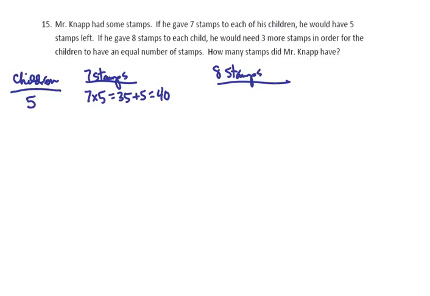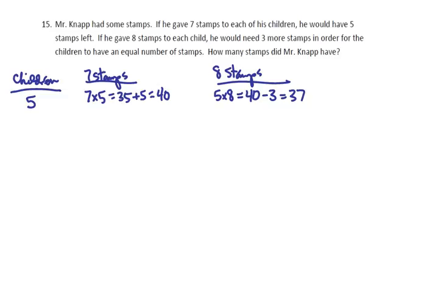If he had 5 children and 8 stamps per child, he would need 40 stamps, but he's going to be 3 short. He would need 3 more in order to give them each an equal number. So we subtract 3 from that, and that would give 37. So he can't have both 40 and 37. We have to come up with the same number in both of these in order for this to work.